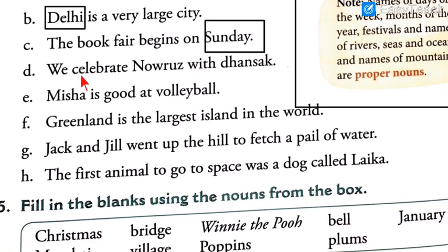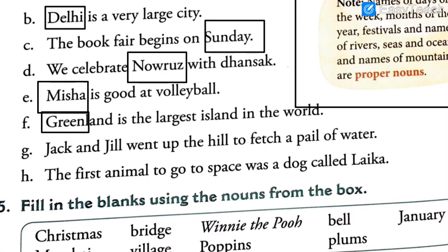You can see here in the next sentence, we highlighted Navroz as the proper noun. Why? Because it is the name of a festival. Moreover, N is capital. In the next sentence, we highlighted Misha as it is the name of a girl. So, any special name given to anyone is again a proper noun. It is a special name given to that particular girl, Misha. So, M again should be capital.